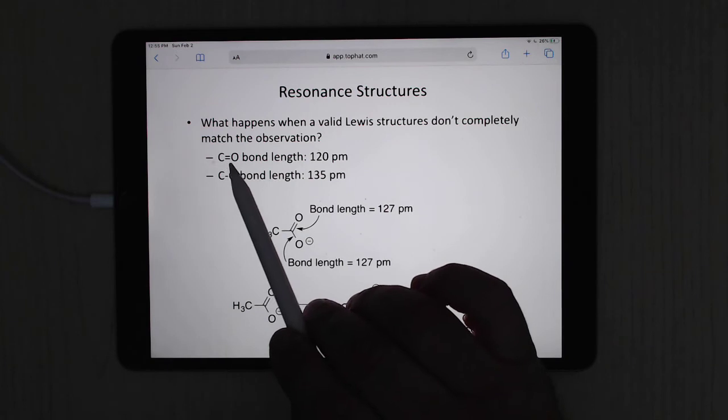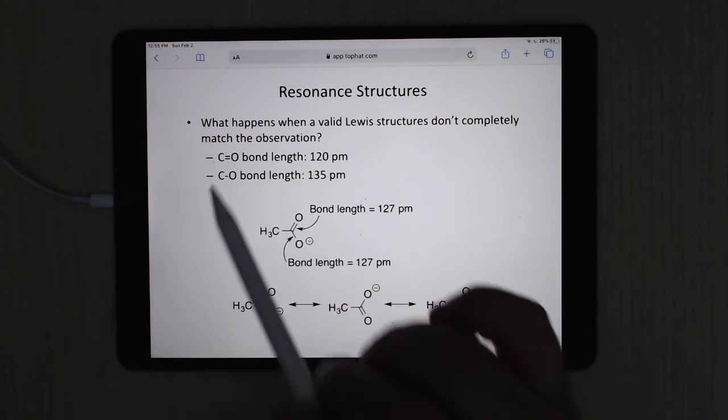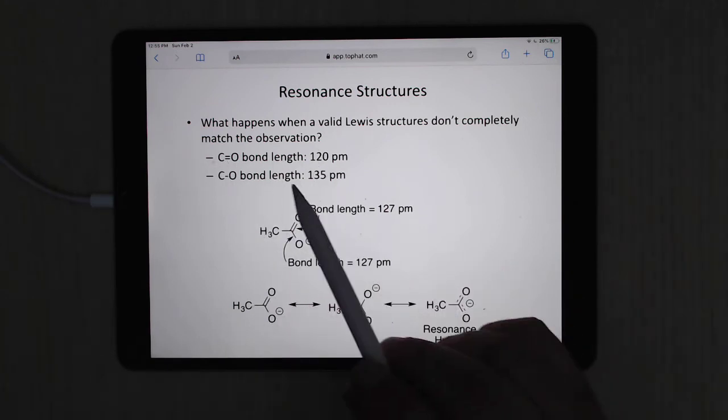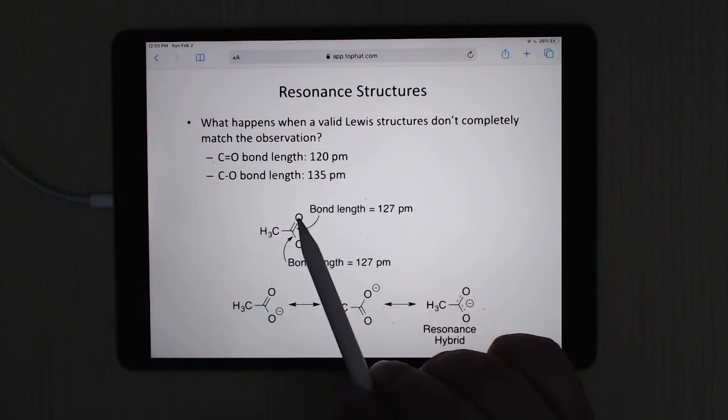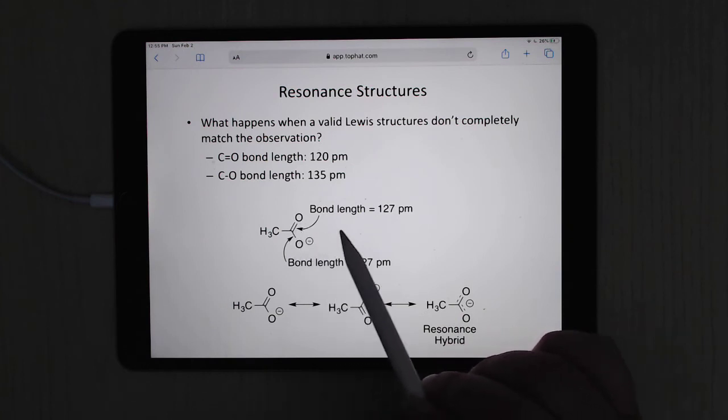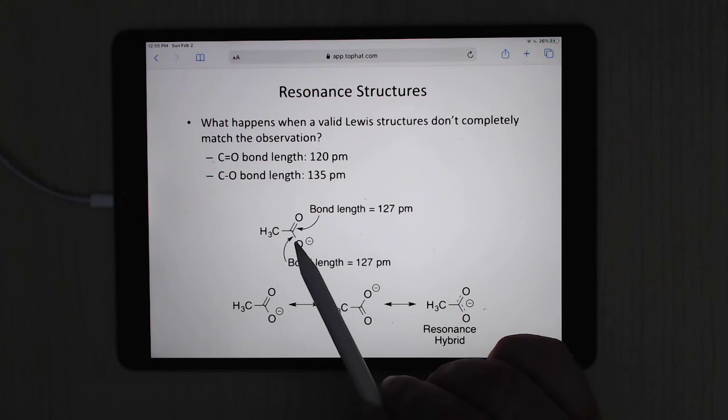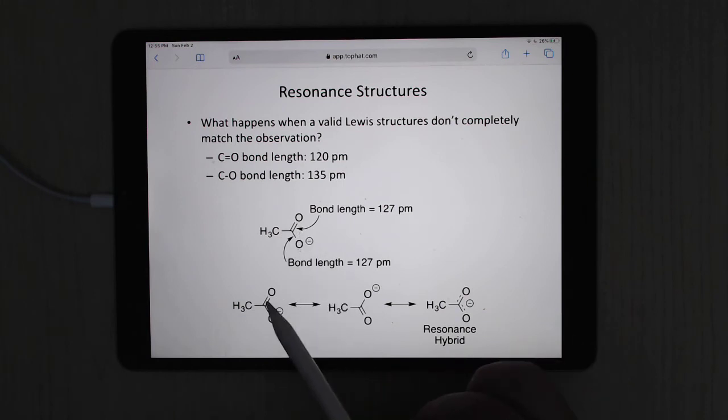we know from other molecules that the bond length of a C double bond O is typically 120 picometers, but a CO single bond is 135. When you look at the bonds here in acetate, if you measure this bond length and that bond length, they're both 127. This should be 135 and this should be 120, but they're both 127. And the reason for that is that this structure here is just as valid as this structure here.